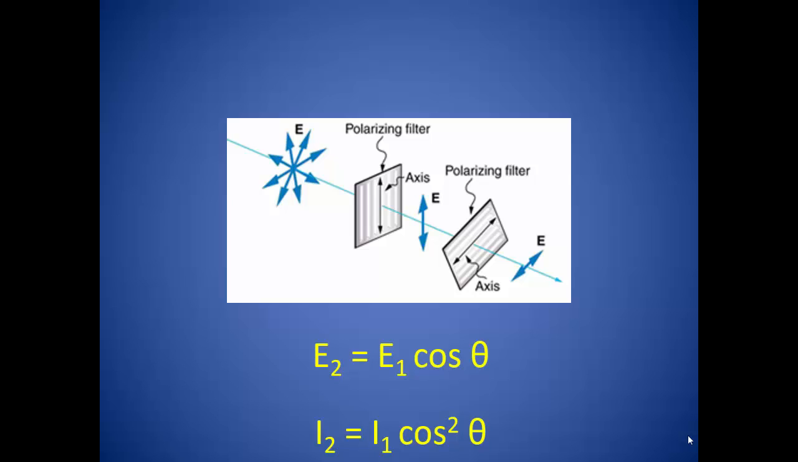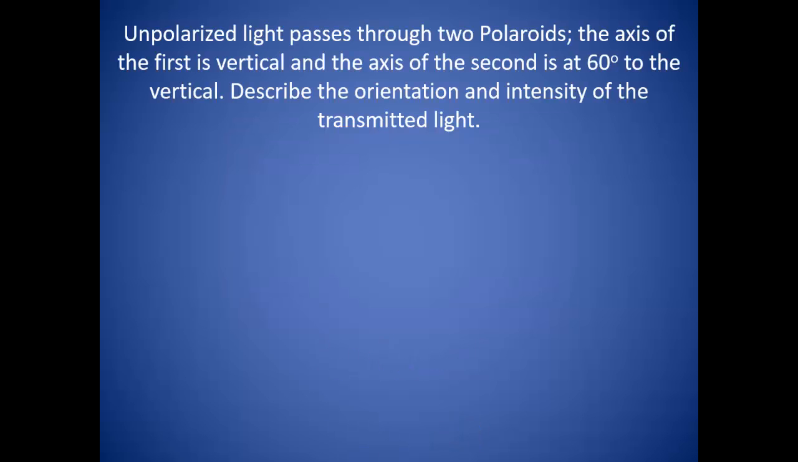Since the intensity of light is proportional to the square of the electric field, we can also write this expression in terms of the intensity of light. This is the intensity of a plane polarized beam transmitted by a polarizer at some angle theta to the polarization of incoming light. In other words, this tells us how light that is already polarized is affected by a second polarizer.